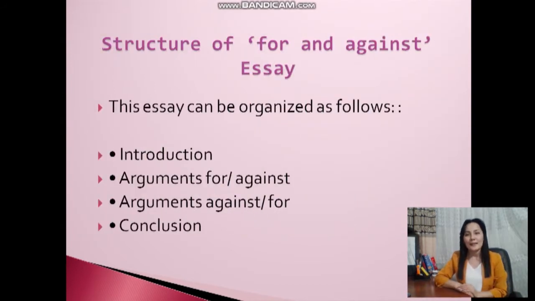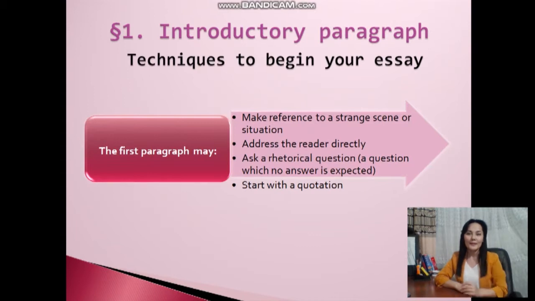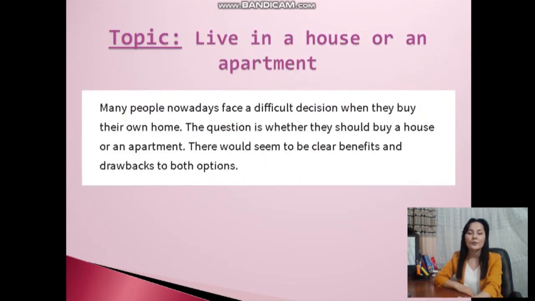A good for and against essay should have an introduction, a main body, and a conclusion. Let's see them one by one. In the introduction, you should state the topic to be discussed without giving your opinion. There are four techniques to start your essay. They are: make reference to a strange scene or a situation, address a reader directly, ask a rhetorical question, start with a quotation.